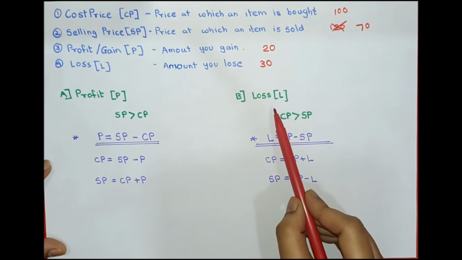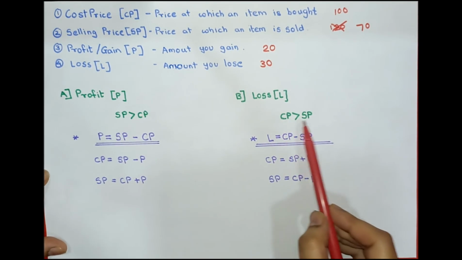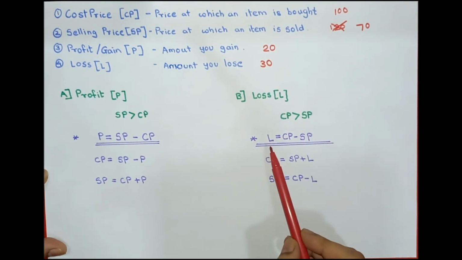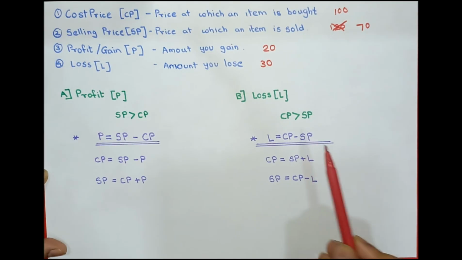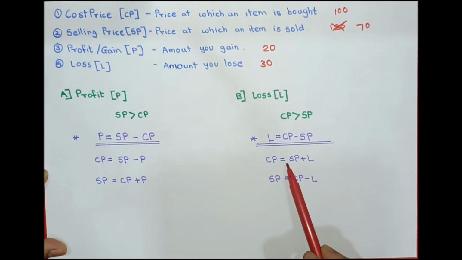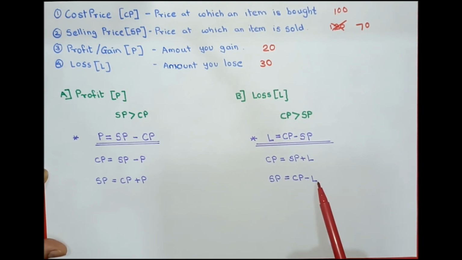In the other case, when it is a loss, the cost price is greater than the selling price, and the loss is given as the cost price minus the selling price. The cost price can be found out as the sum of selling price and the loss, and the selling price when it is loss is given as the difference between cost price and the loss.